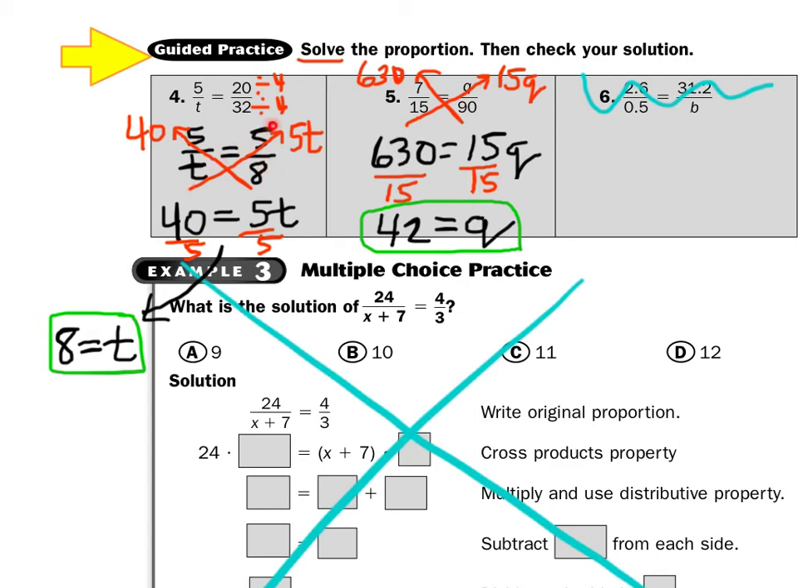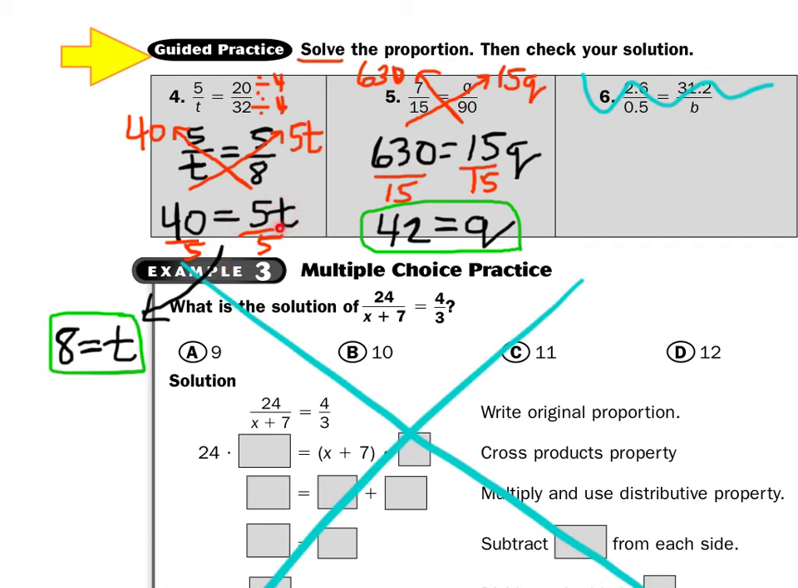Start at the t and shoot the arrow across. T times 5 gives me 5t, and then 8 times 5 gives me 40. And let the cross products fall straight down. So the 40 comes straight down, the equal sign comes straight down, and the 5t comes straight down. And now circle the variable and bring the wall down.